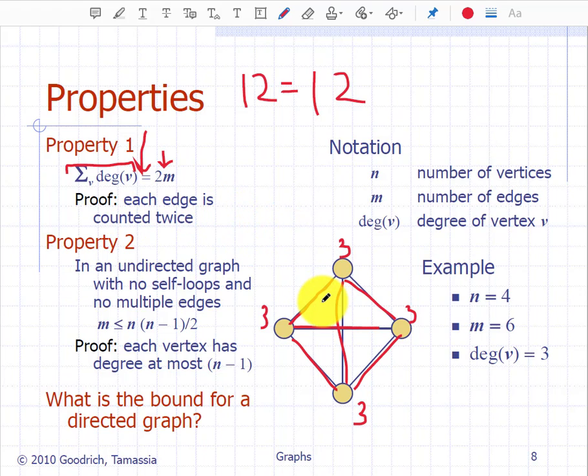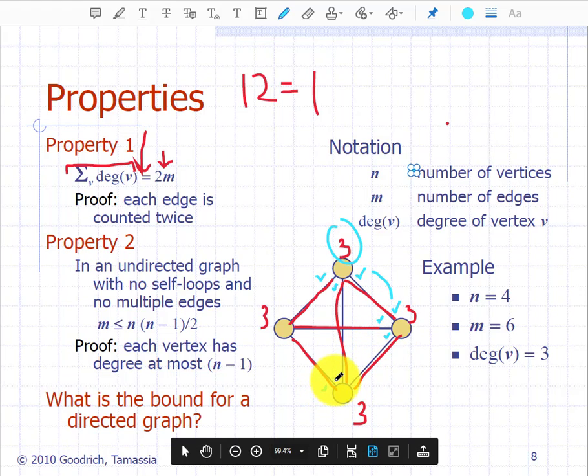So when we were here, we counted the edges as 1, 2, 3. Okay. And when we were here, we counted the edges 1, 2, 3. We already counted this one, so we counted it again. This is the second time. When we are here, we count the edges 1, 2. We've already counted this one, so we've counted it again.